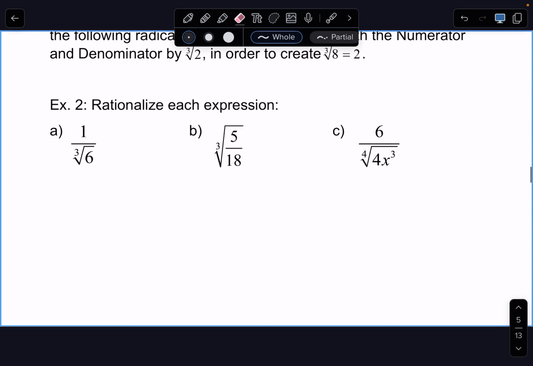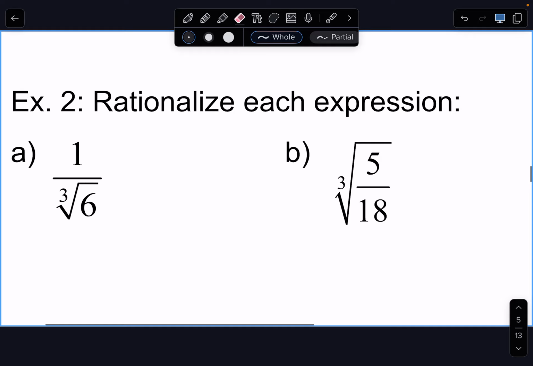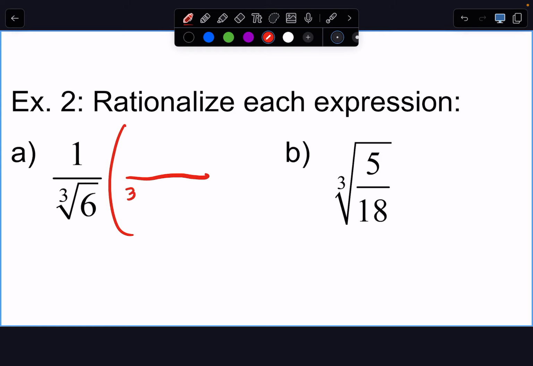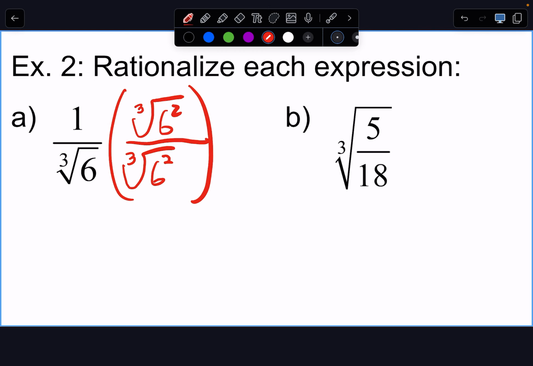For example, guys, in a cube root, how many of one value do I need to pull one of those values out? How many 6's do I currently have? 1. How many more do I need? 2. So, guys, I use exponents. And I'm going to show you why I use exponents now. When you multiply this, this is going to be the cube root of 36 over 6.